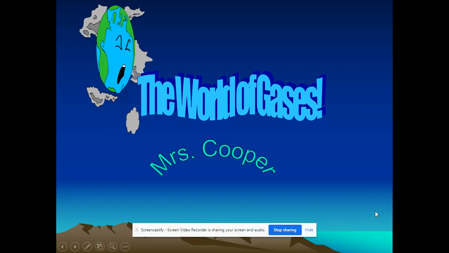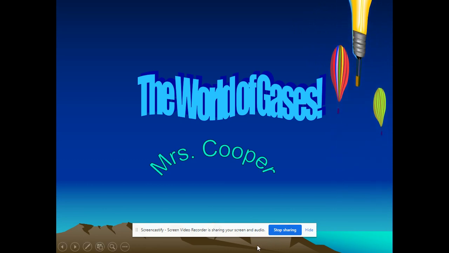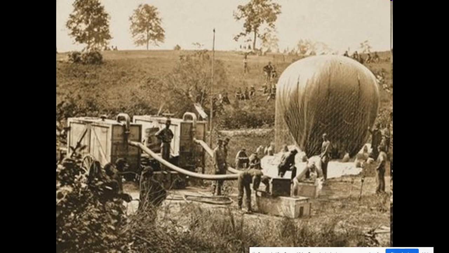Today we're starting the gas unit, and we're going to be studying gases and equations for those and the properties of gases. So first of all, why do people study gases? One obvious reason why people study gases is that we want to be able to fly. So scientists and just lay people have been studying gases for hundreds of years.